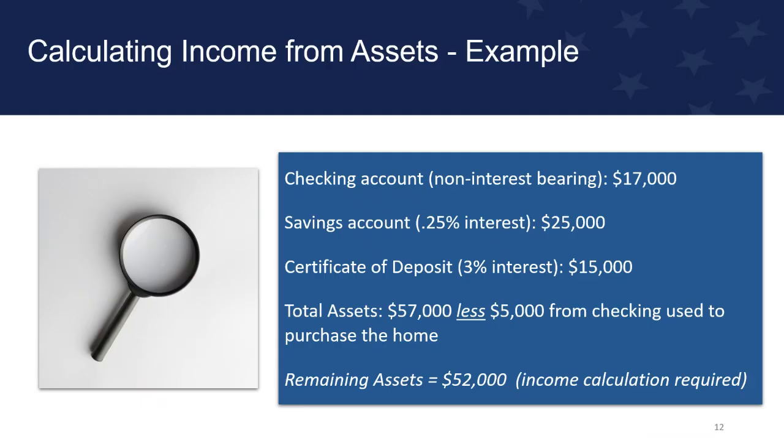In this example, the household has a total of $52,000 of non-retirement assets, which exceeds the $50,000 threshold, so an income calculation must be performed. We have a checking account of $17,000, a savings account of $25,000, and a certificate of deposit of $15,000, so our total assets is $57,000, less the $5,000 from the checking that will be used to purchase a home, and our remaining assets is $52,000, which is over that threshold, and therefore an income calculation is required.